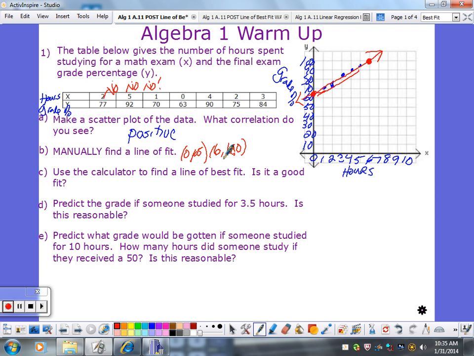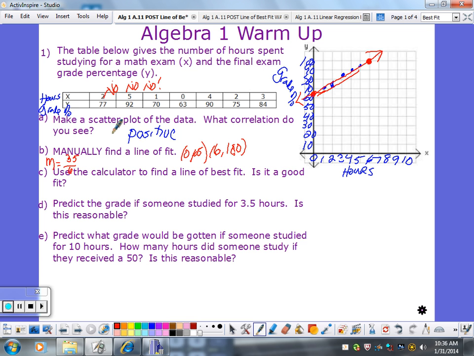Okay. Now, once I have my 2 points, find the slope, right? Slope formula is y2 minus y1 over x2 minus x1. So 100 minus 65, 35? 6 minus 0 is 6. Okay. And then what?